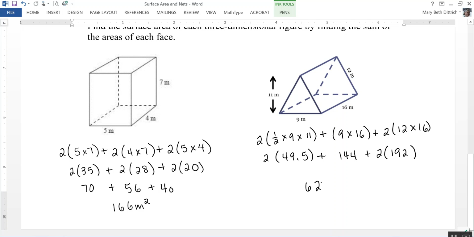of 627 meters squared. So in this video we took a look at surface area of three-dimensional figures, and basically what we're doing is finding the area of each of its exterior faces, which if you were to actually take it and unfold the shape, that would give you a net. And we're going to add up the areas of all of those faces to find the total surface area.